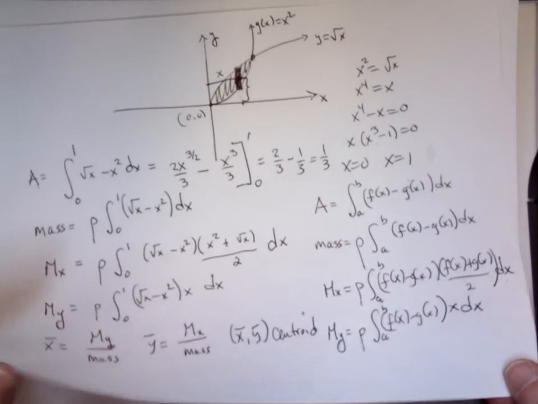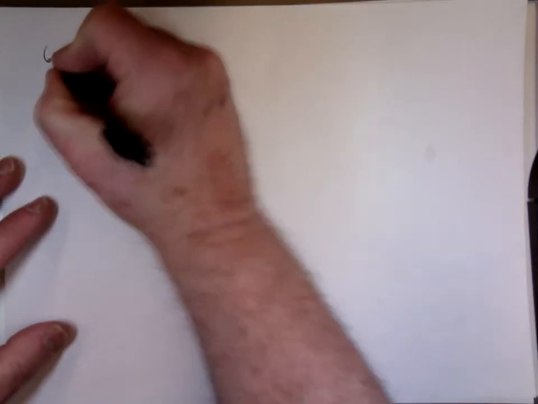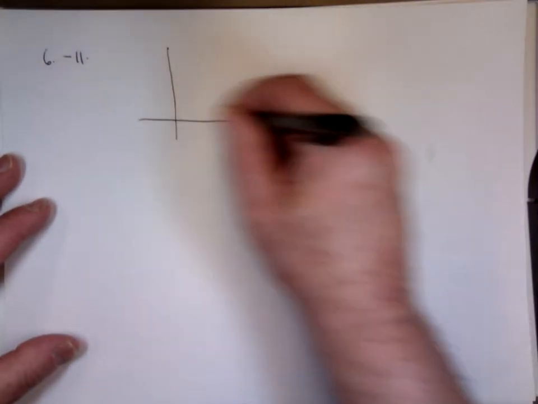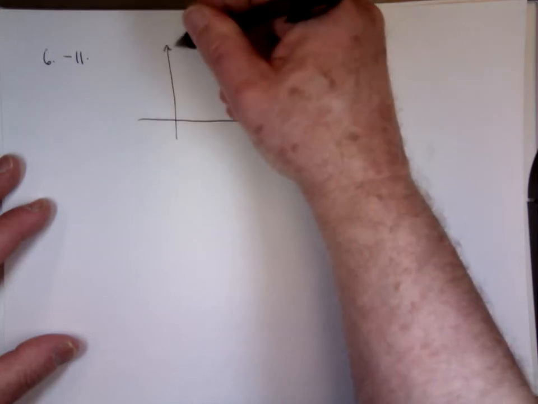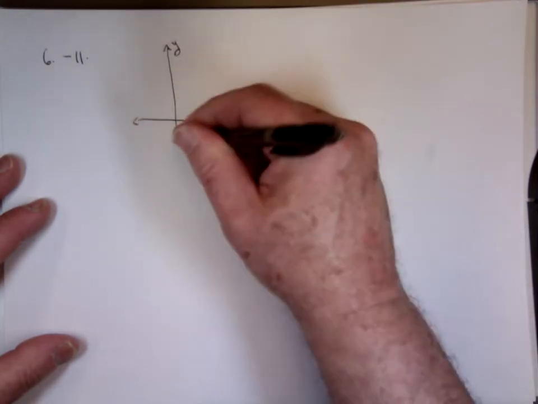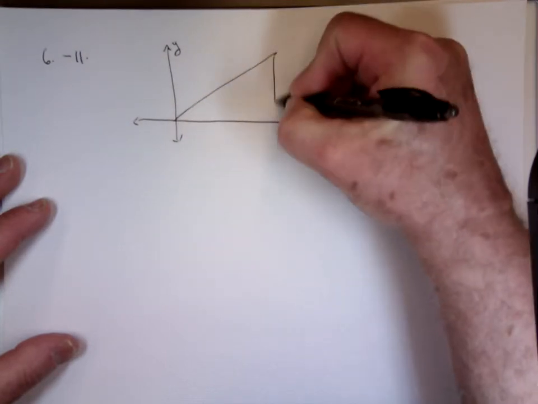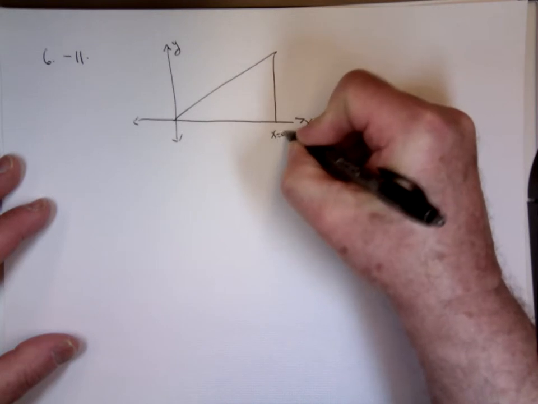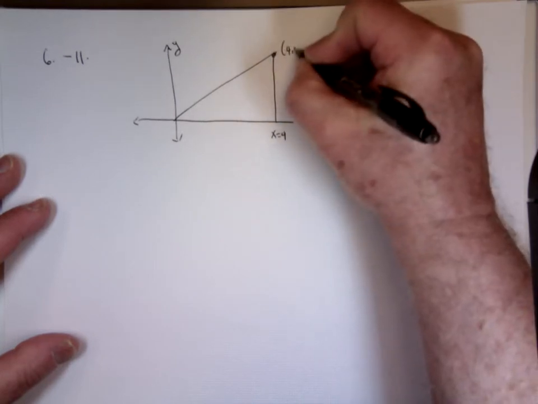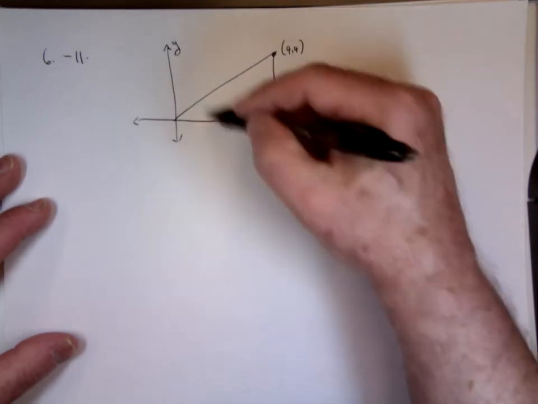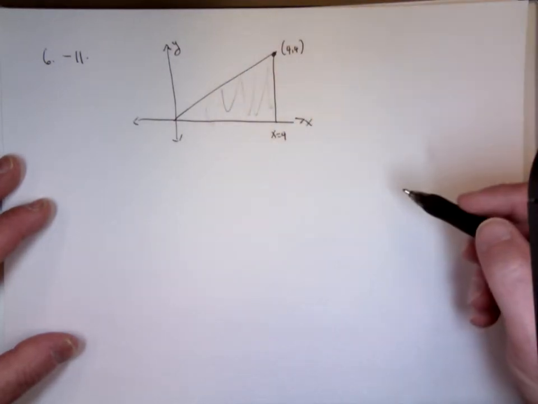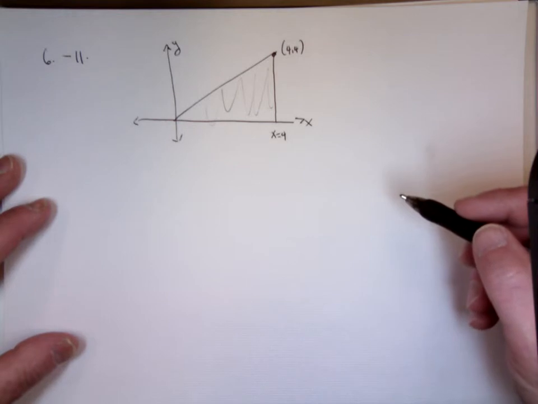All right, you ready? Okay, let's go on. Let's do 6 through 11. We've got a function, y equals x, and x equals 4. This would be the point 4. This is the area in question. Find the integral that gives the volume of the solid generated by taking this area about various lines.